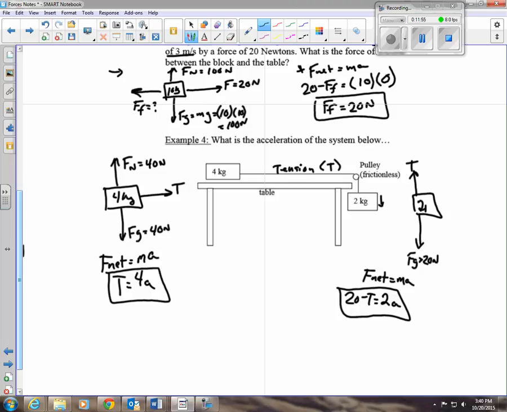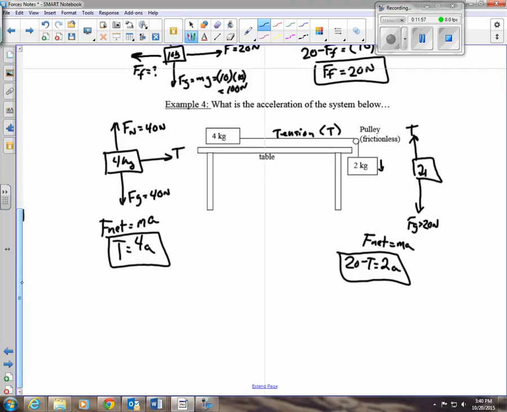Now, there's a couple ways to solve this at this point. What I do is I just add the 2 equations. So I get T plus 20 minus T. All right, that's the left side of the 2 equations. Equals 2A plus 4A. I like to do it that way because if I do it right, the tensions will cancel, which happens.